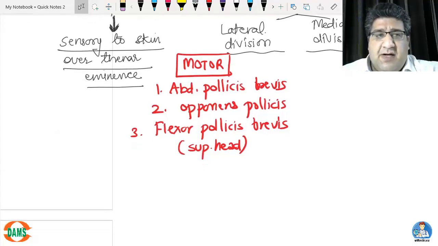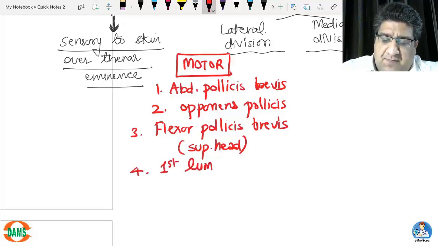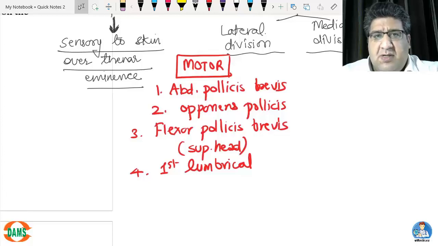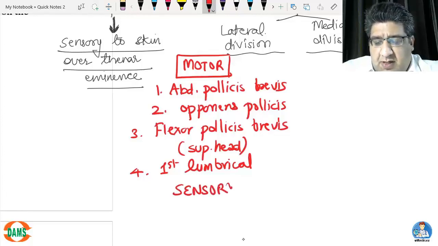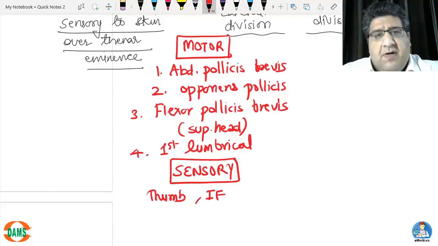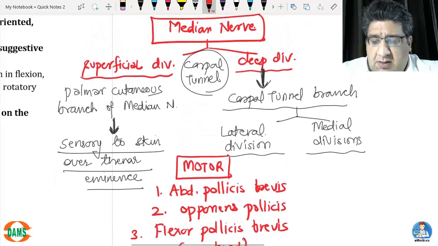I hope you are aware that the median nerve also has to supply the lumbricals, particularly the four lumbricals. Of the four lumbricals, I hope you remember that the first two are supplied by the median nerve. So it will also supply the first lumbrical. It is a very interesting point. Now I said the lateral division is mainly motor, but that doesn't mean that it is only motor. There is some sensory component attached to it: it has to supply the thumb and the index finger, precisely the lateral half.